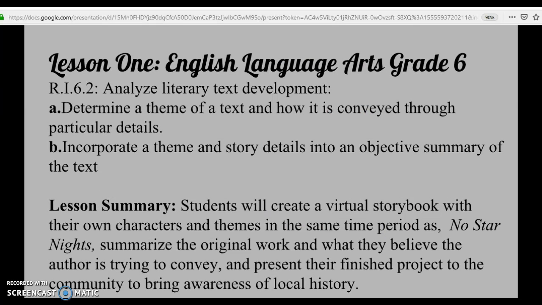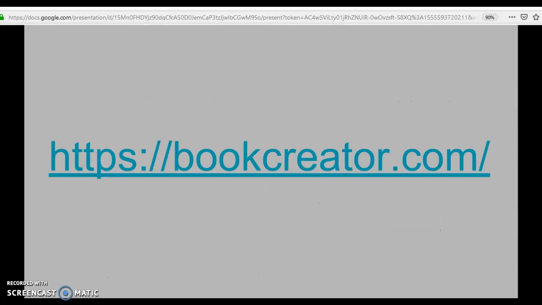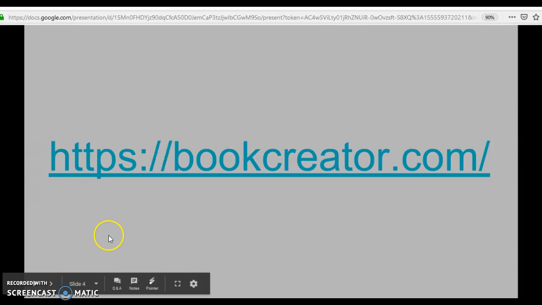I have created 2 lessons to go with this book. The first lesson is an English language arts lesson for grade 6. In this lesson, I want to focus on my students' analytical skills and be able to develop creatively their own characters, but put them in the time period that Anna wrote this book in and have them explore the different things that they could do or their different takes of what the lives of their characters would be. The tool I'm going to have my students use for this lesson is bookcreator.com.